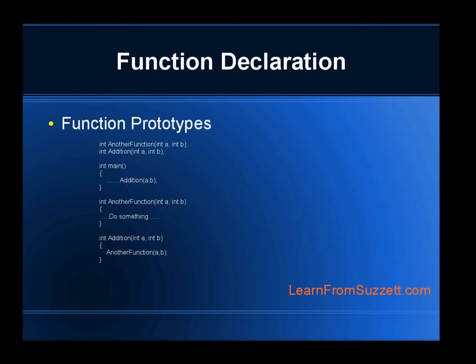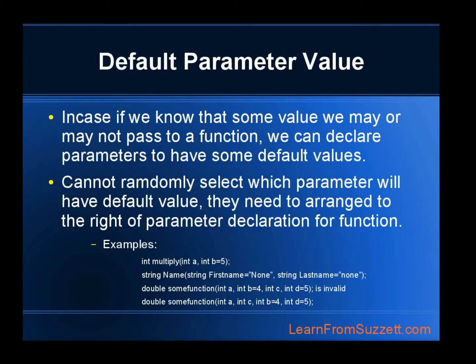Okay, and also while declaring a function, you can define a default parameter value, in case we know that some value may have a certain specific value, or we may not pass a certain value to a function, then you can declare a default value for a given parameter in a function. But you can't just randomly say that, okay, this is going to be the default, just use it. That's not going to happen.